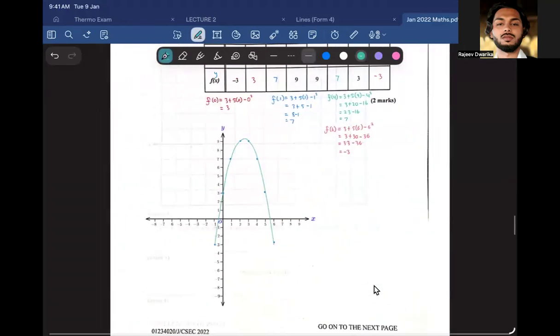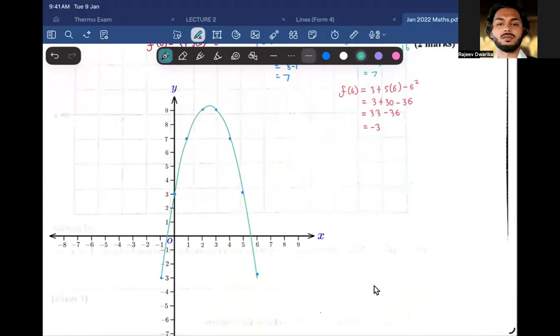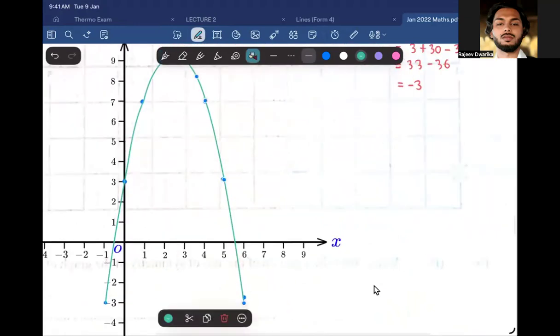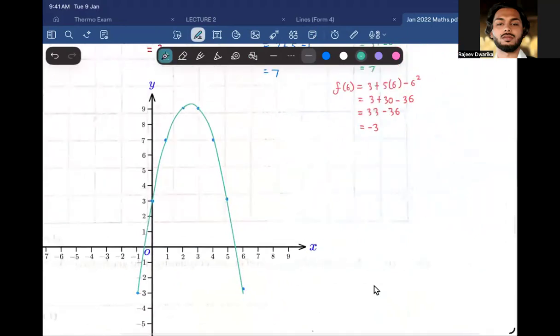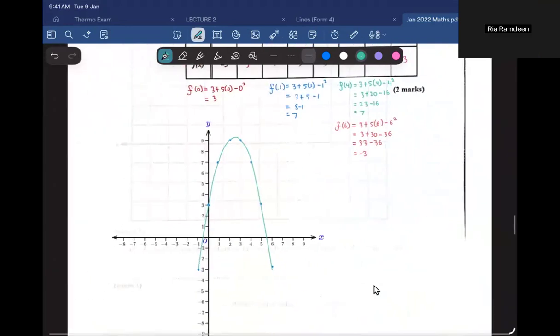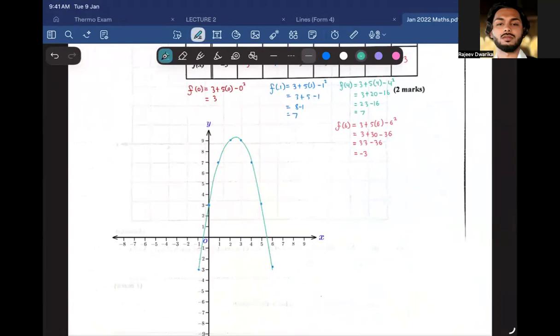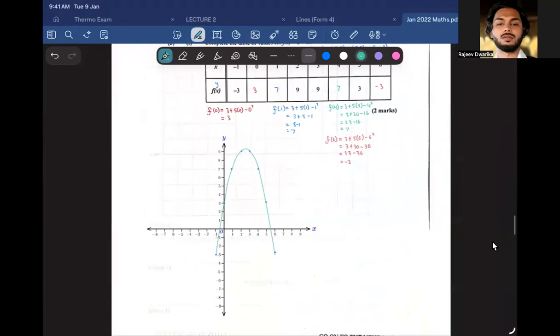Okay, we'll work with that, right? Everybody okay with this part? Ria, you okay with that? Yes, sir. Priscilla, you okay with that, right? Yes, sir.